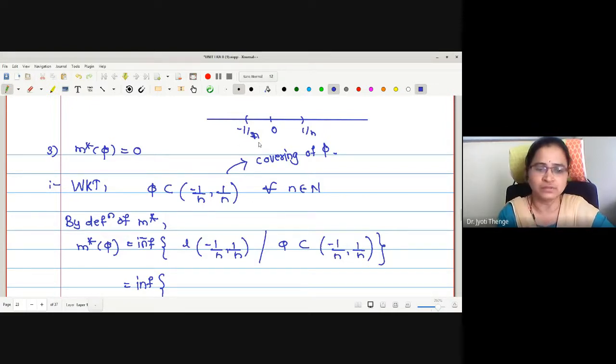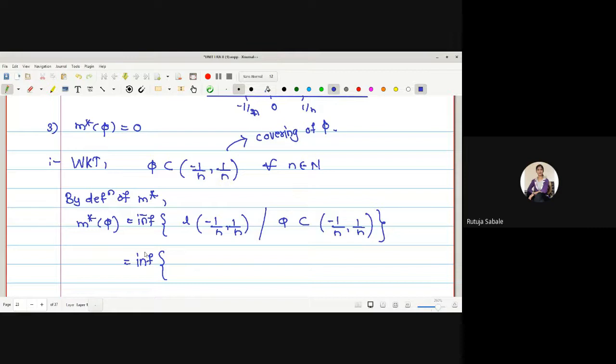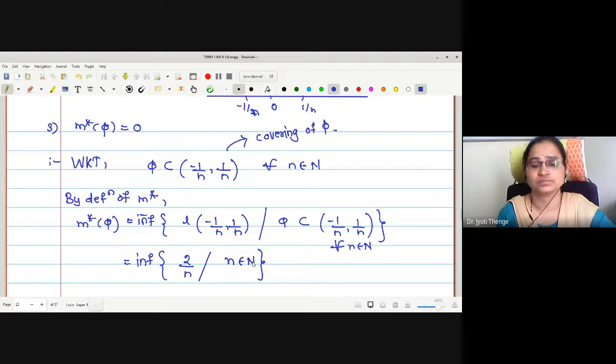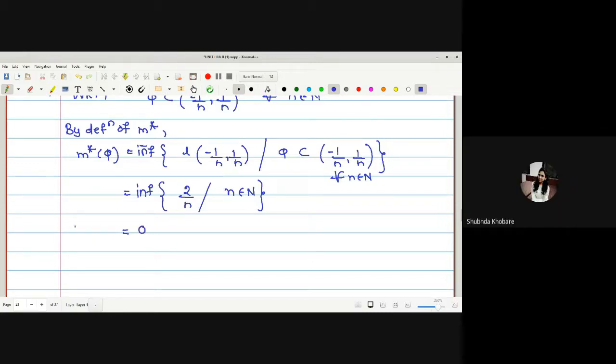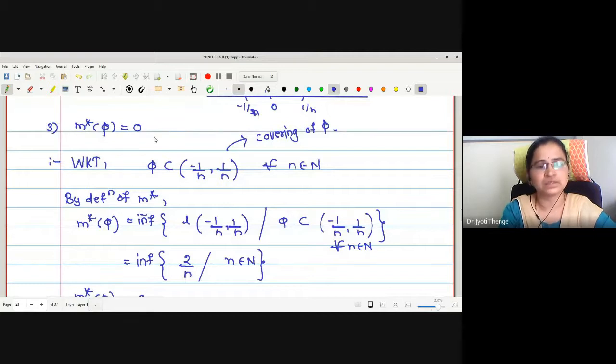Therefore, what about the length of this interval? Yes, students. The length of the interval minus 1 by n to plus 1 by n is 2 by n. Upper bound minus lower bound. You have been told this in the last lecture. Therefore, this is 2 by n, for all n in N. And what is the infimum value of this set, 2 by n for n in N? Is it 0 or not? Yes, it is 0. The infimum is 0. Therefore, M star of phi is 0. That is, the outer measure of an empty set is 0.